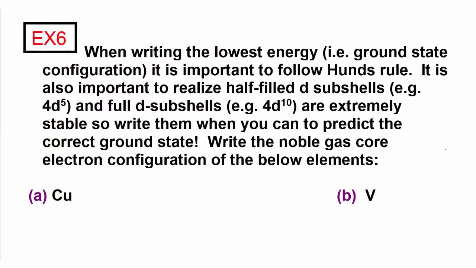When writing the lowest energy, i.e. ground state configuration, it is important to follow Hund's rule. And we know that. It is also important to realize half-filled d subshells, d5, and full d subshells, d10, are extremely stable. So write them when you can to predict the correct ground state. Write the noble gas core electron configuration of the below elements. Let me show you what I mean.